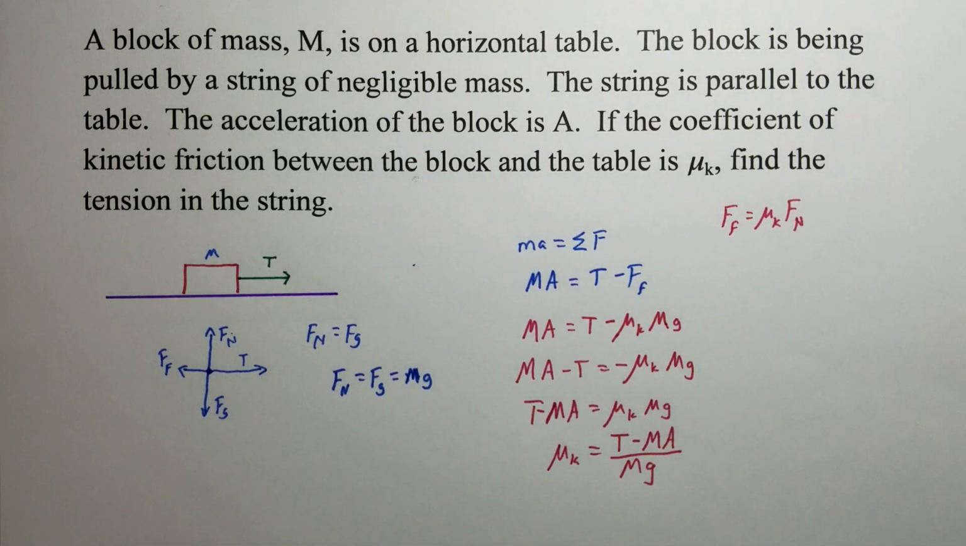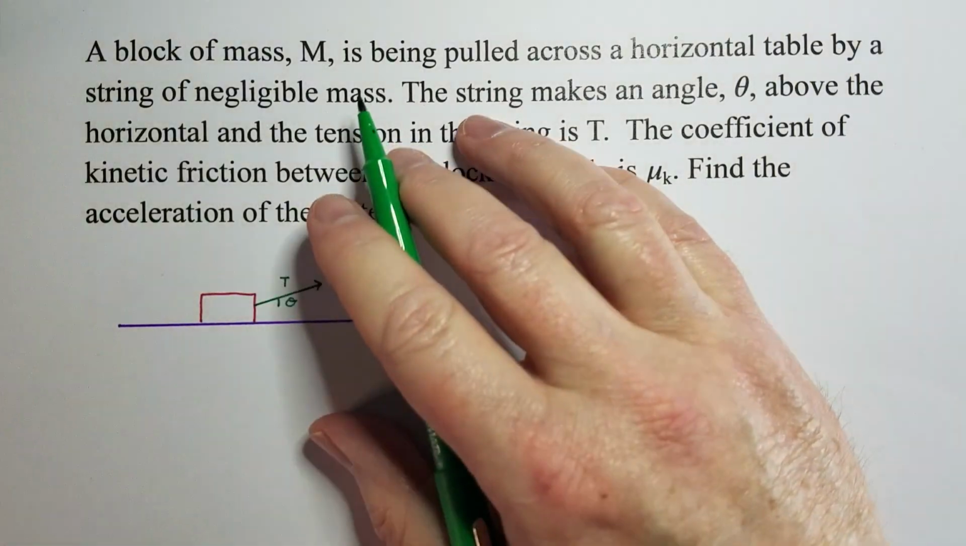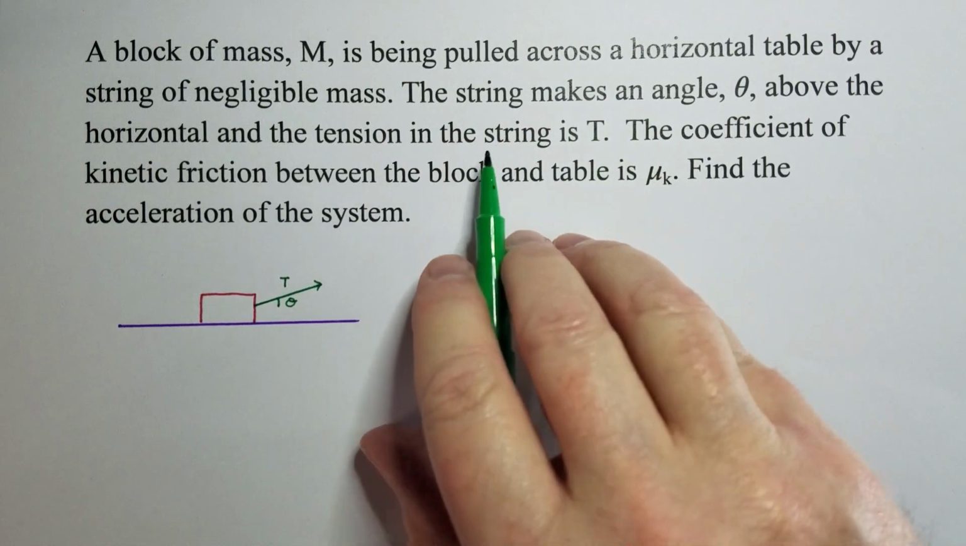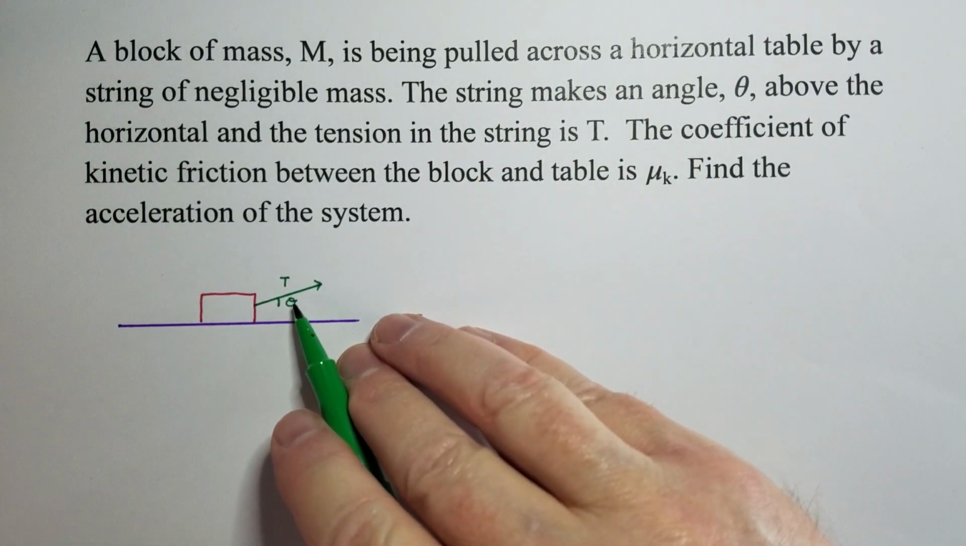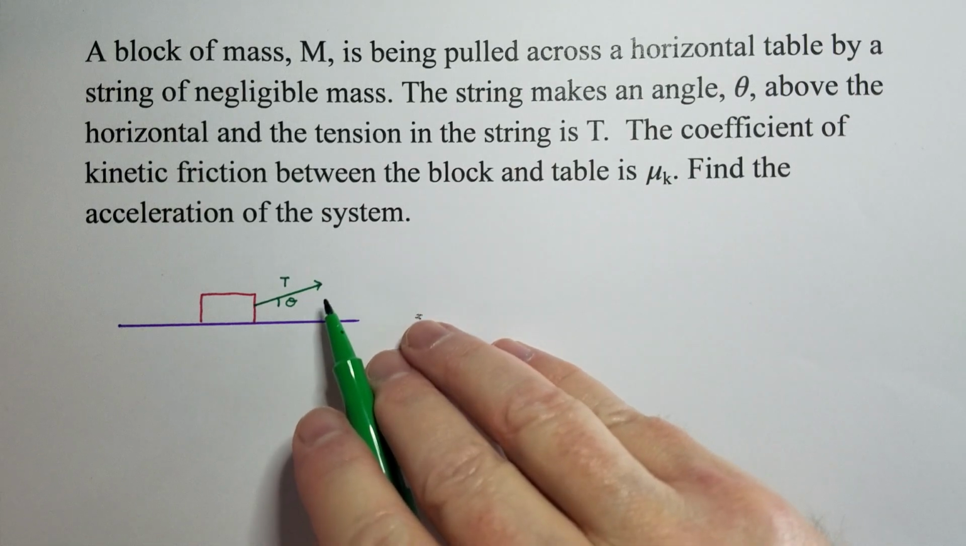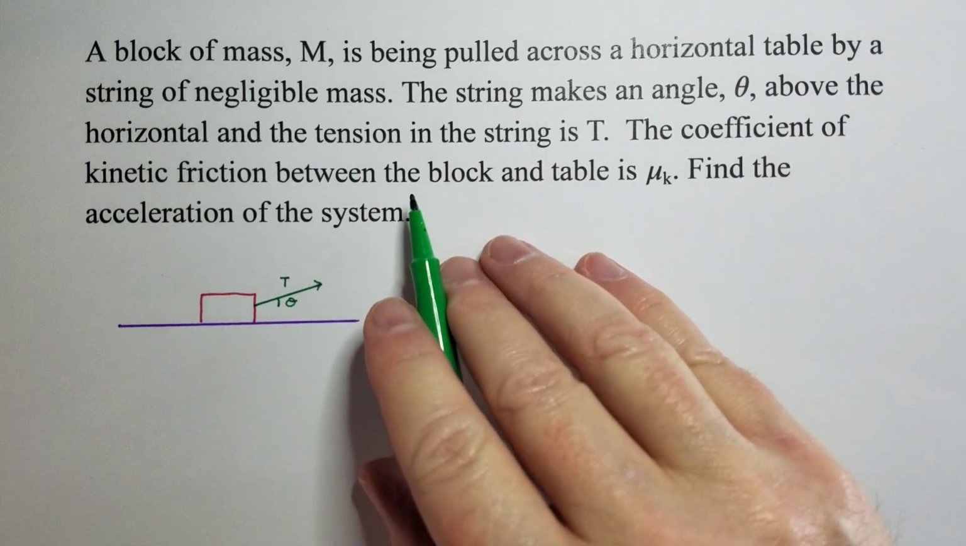Let's take a look at another one that is a little bit more interesting. Okay, on this one we have another mass M being pulled across a horizontal table, but this time the rope makes an angle to the horizontal of theta. And we want to find the acceleration of the system. So we're looking for what a would be.